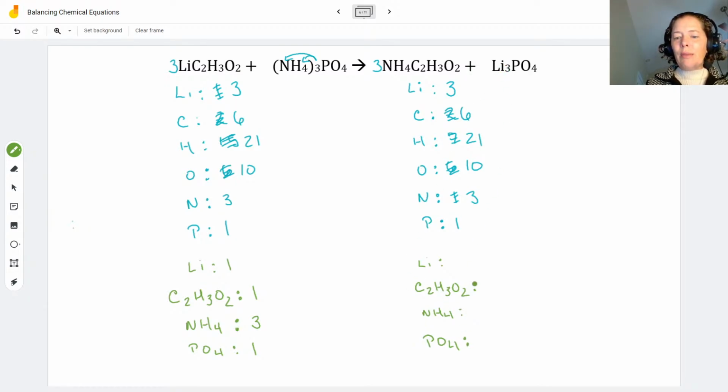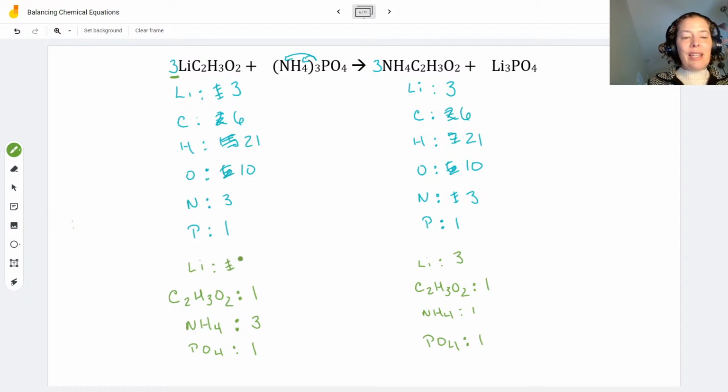Okay, so lithiums, you can see I've got 3. Acetate stayed the same, I just have 1. Ammonium, I also just have 1. And phosphate, I also have 1. All right, so you can see at this point now in my green list, I've got a bunch of 1s and 3s. So to balance, I'm just going to be multiplying by 3. So to balance my lithiums here, again, I'd put a 3 right here, which is exactly what I did.